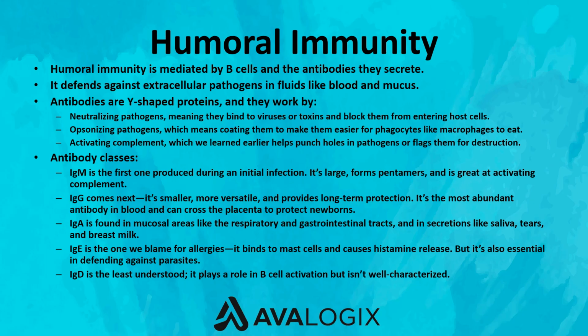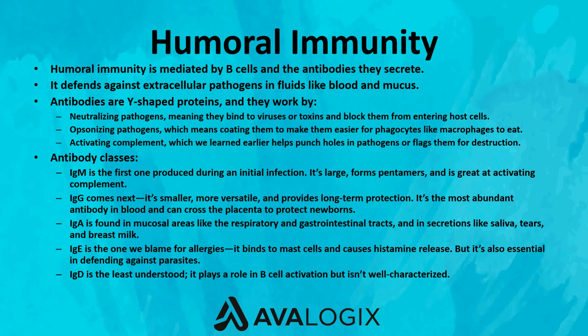Let's start at the beginning. A naive B cell circulates throughout the body, each one equipped with a unique B cell receptor, or BCR. This receptor is basically a membrane-bound form of an antibody. Each B cell is specific to one particular antigen, one molecular shape. When a B cell encounters that matching antigen, either floating freely or presented by a helper T cell, it gets activated. And what happens next?